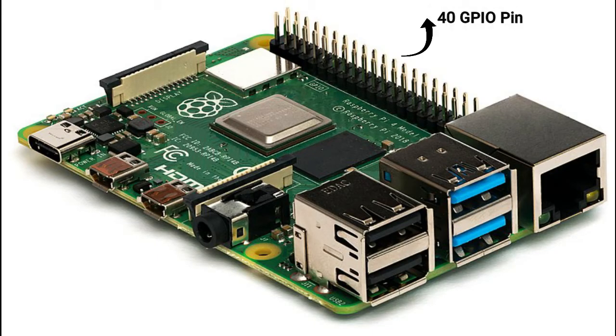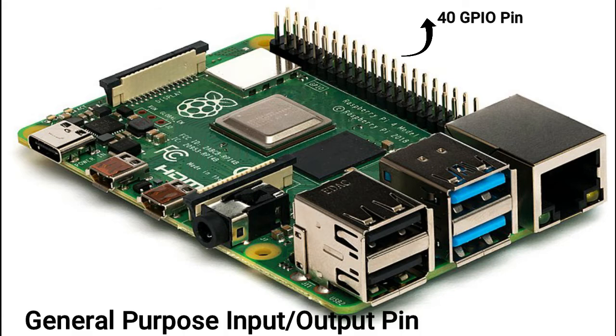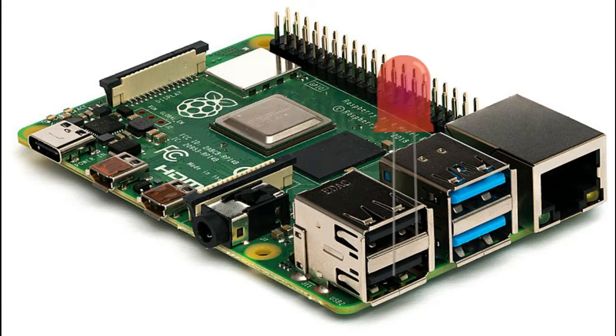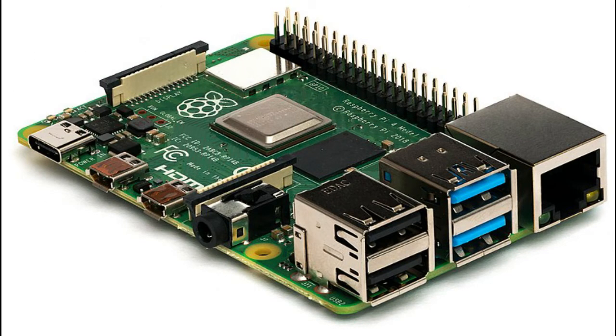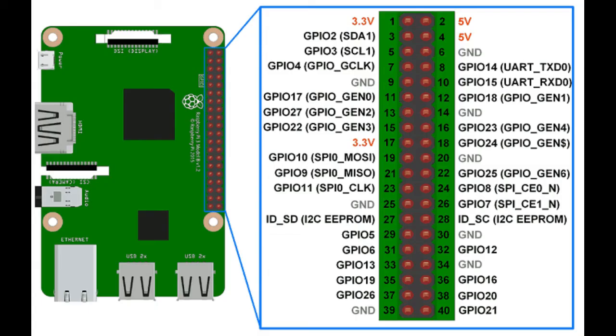Those are 40 GPIO, or general purpose input output pins, where you can connect an LED, motor or a sensor and lots more, and can make your own interesting project with the help of these GPIO pins. Now have a closer look at those GPIO pins. Those pins are quite similar to your Arduino input-output pins.